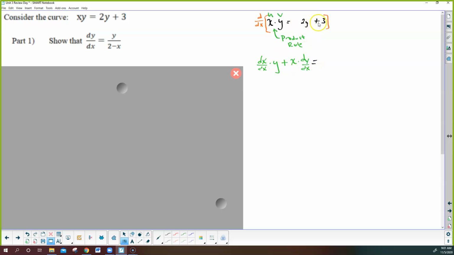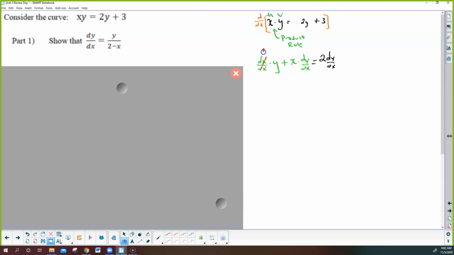I hope you're very comfortable with that. And then I have to take the derivative of the right-hand side. Well, the derivative of 2y, now notice, every time you take the derivative of y, you have to have the dy dx. If you don't put that, you're missing out a big piece. And then the derivative of 3 is 0, so I don't need to put that.